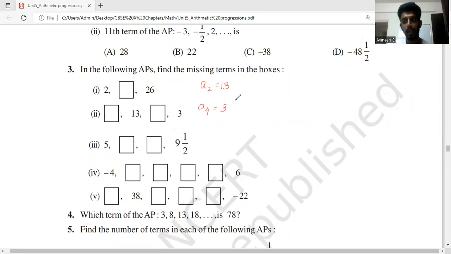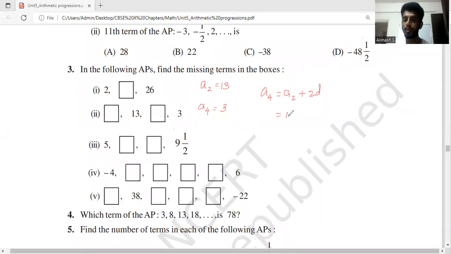There are two ways in which we can do this. One is we can write the equation for a2, write the equation for a4, and then do the elimination method. Or the other way is a4 can be written as a2 plus 2d. Because if you observe carefully, from the second term, it is at a distance of 2 common differences. Between the second and the third term, there will be one common difference, and between the third term and the fourth term, there will be one more common difference. So we can write the fourth term as the second term plus 2d, because the second term is at a distance of 2d from the fourth term, or vice versa.